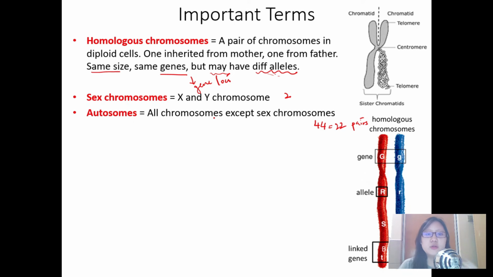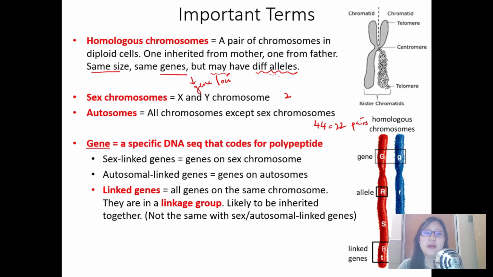Now let's continue to define a few more things here that you already know, but I really need you to remember this and know it for real. It's going to help later when things get more complicated. So let's define gene. What is a gene? A specific DNA sequence that codes for a polypeptide. By now, you should have memorized this sentence already. A specific DNA sequence that codes for a polypeptide.